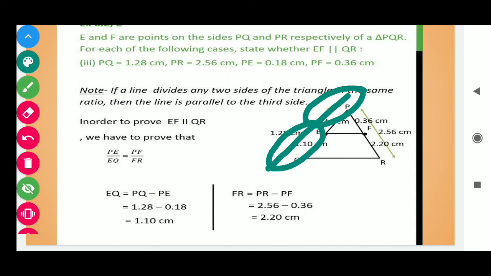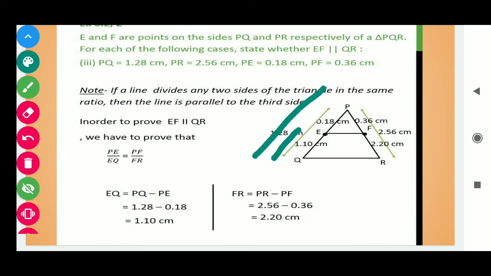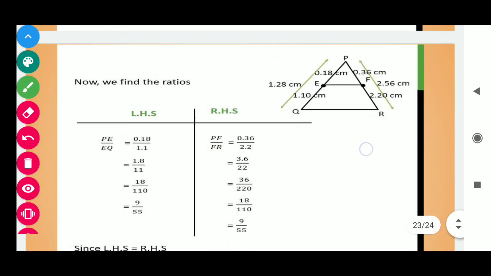Here EQ is equal to what? EQ is equal to PQ minus PE. So put these values, 1.28 minus 0.18, we get 1.10. Similarly students, we need to calculate FR. For that, PR minus PF. 2.56 minus 0.36, we get 2.20 centimeter. So students, now we find the ratios.